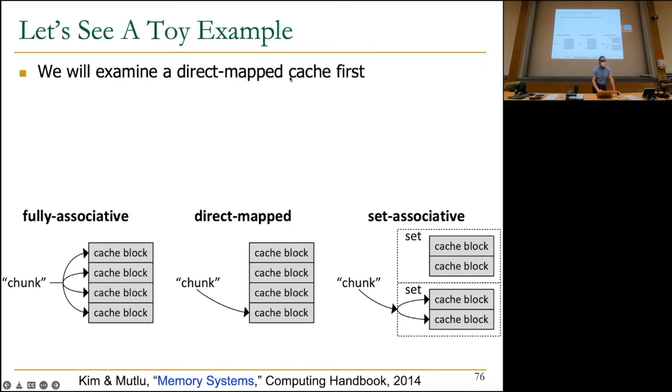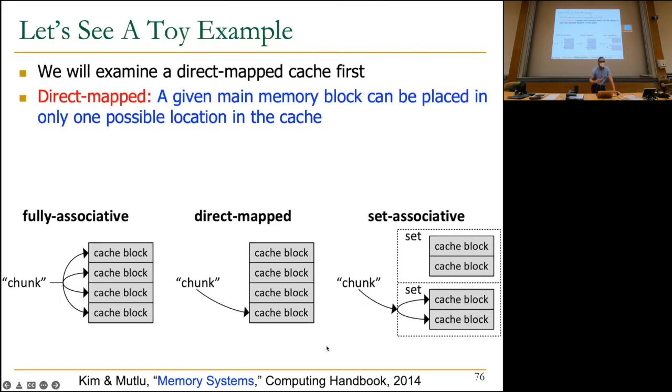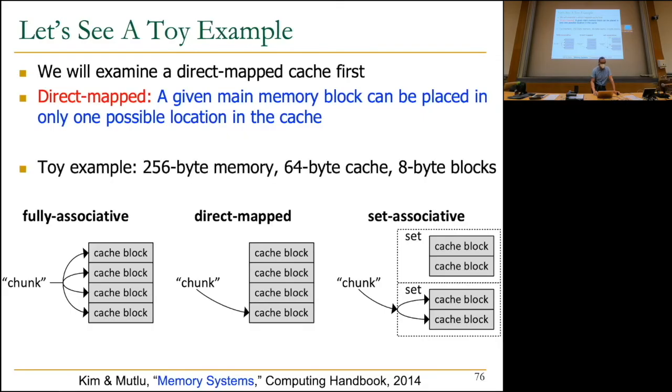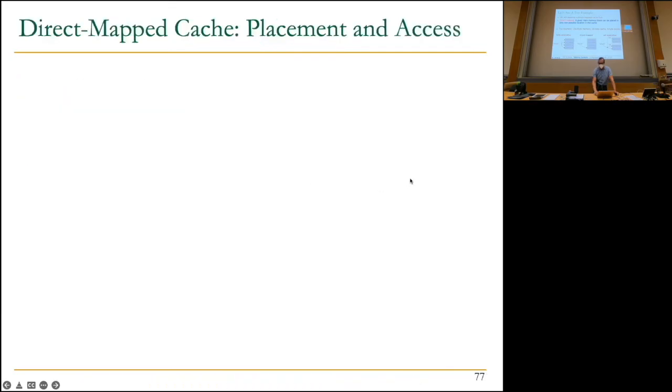So let's take a look at an example. We'll examine a direct map cache first. Simple, basically: one chunk will map to only one possible location in the cache. Direct map means a given main memory block can be placed in only one possible location in the cache. I already said this, but it's good to repeat it. We're going to look at a 256 byte memory just so that I can fit everything in one slide and the addresses don't become huge. So: 256 byte memory, 64 byte cache, and 8 byte blocks.